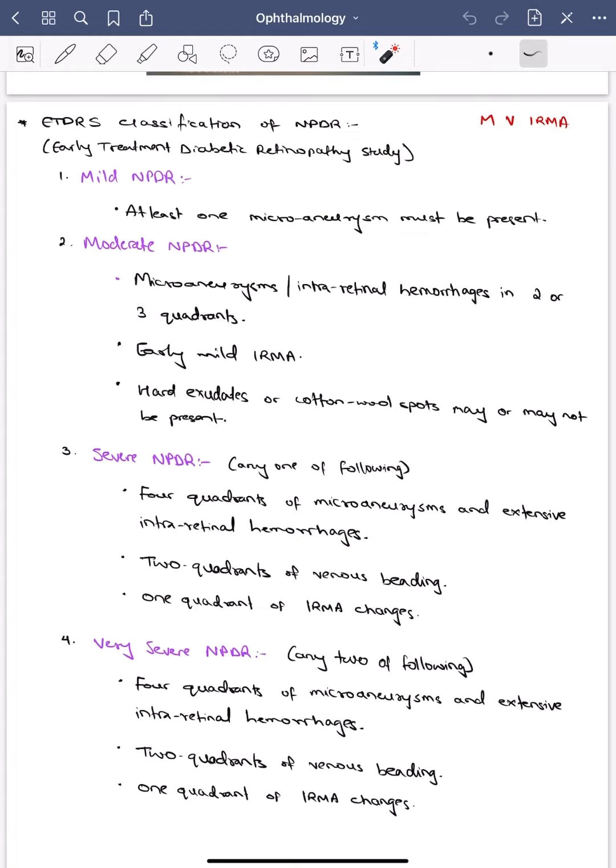For moderate, there should be microaneurysms in 2 or 3 quadrants with mild IRMA. There can be presence of hard exudates or cotton wool spots. In severe and very severe, we have the 4-2-1 rule, and if any one of it is satisfied, it is classified as severe diabetic retinopathy, and if 2 of the 4-2-1 rule are satisfied, it is known as very severe NPDR. So this is about NPDR, non-proliferative diabetic retinopathy. So remember the code HC Verma made maths easy.